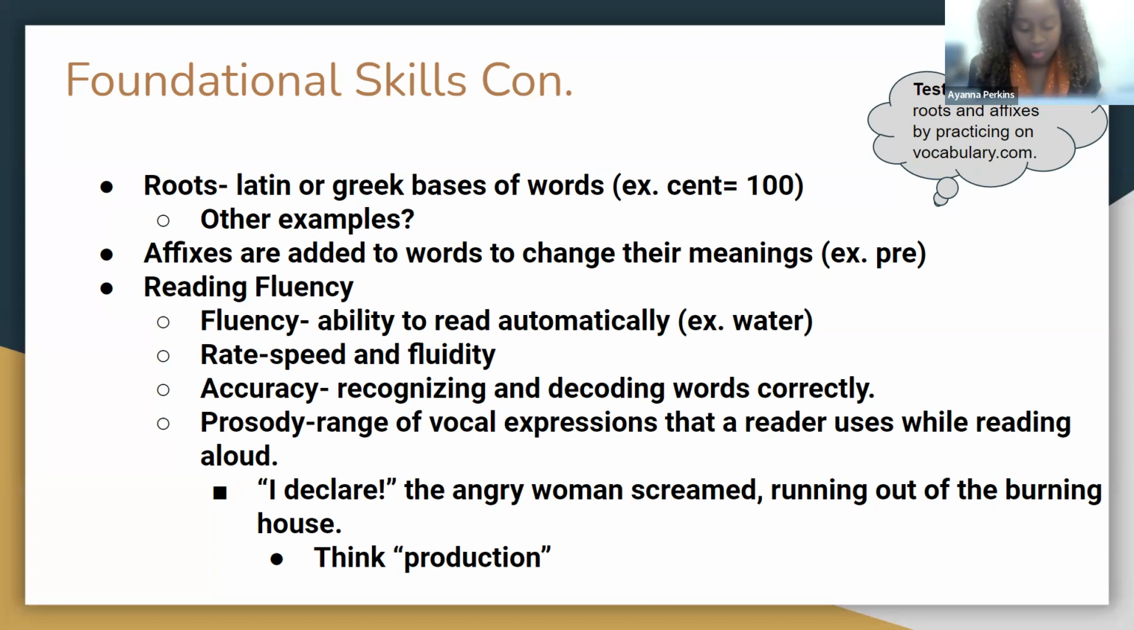When you read, it should flow like water. You hear it. So rate refers to speed and fluidity. So that's pacing, where a child is able to pace out what they're saying, and that it comes out fluidly.